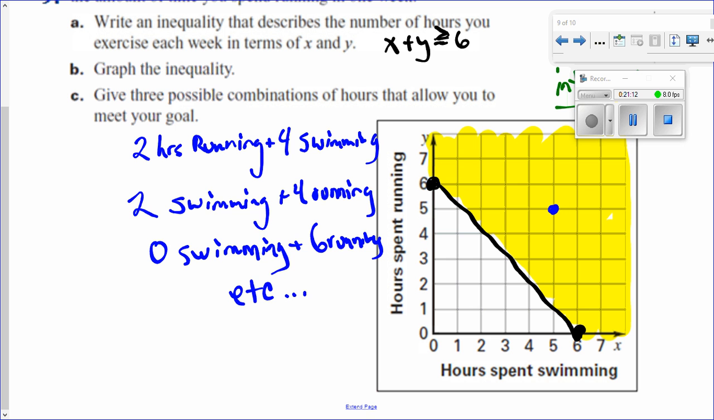That's 10 hours total. All of these points out here, running 7 and swimming 7, running 7 and swimming 1, all of those would meet my requirements that I had set up. So as we go down, this is what the graph looks like, and then there's all kinds of combinations that would work. There's millions.